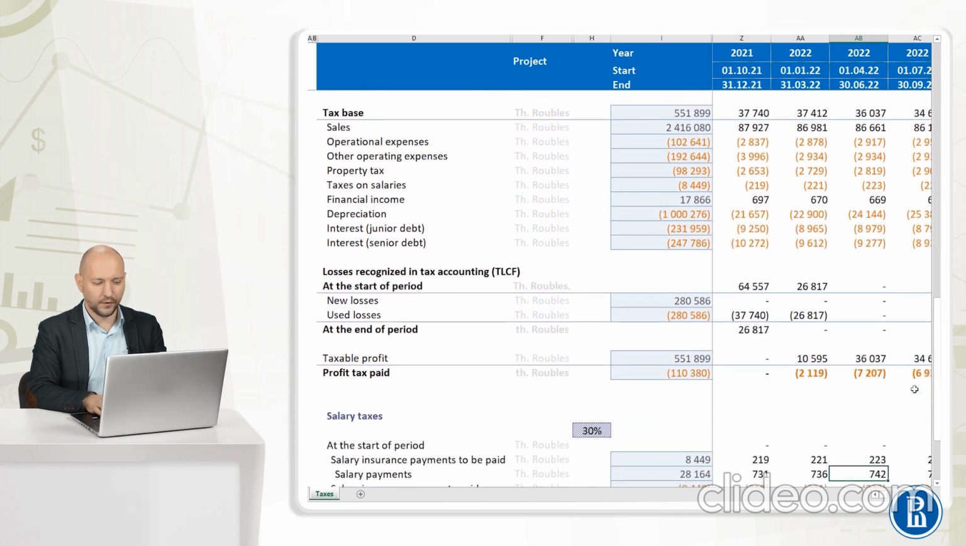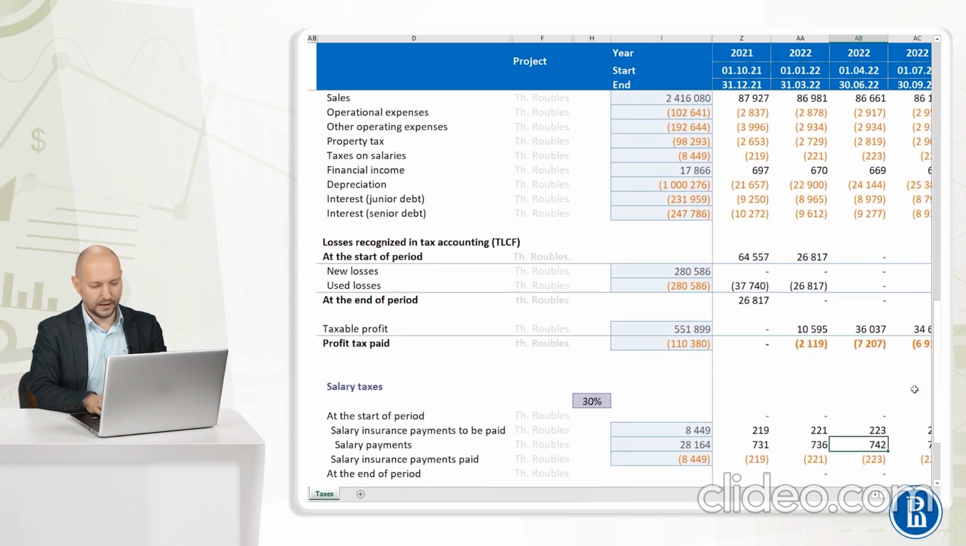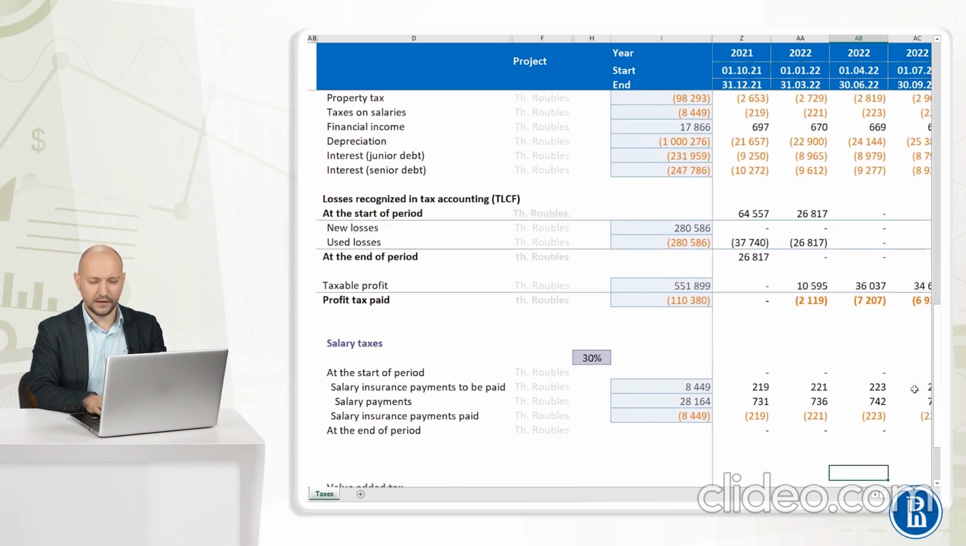Let's move further, and here we have another tax, salary taxes. So again, we assume that the company is operating in Russia. For salaries in Russia, we have personal income tax, where the company is an agent that pays it, but this tax is not going to be considered here in the model. We assume that it's paid directly from the employees' salaries.